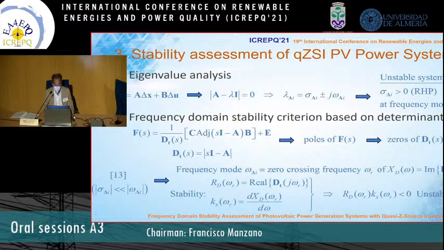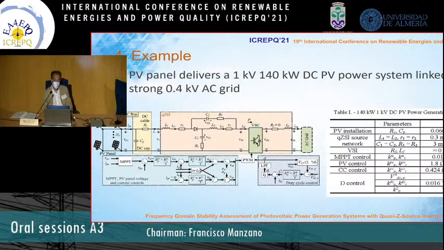This method is applied in an example where a PV panel is studied, which delivers 1 kilovolt and 140 kilowatts to a strong 400 volts AC grid. The data of the system is presented in the table.